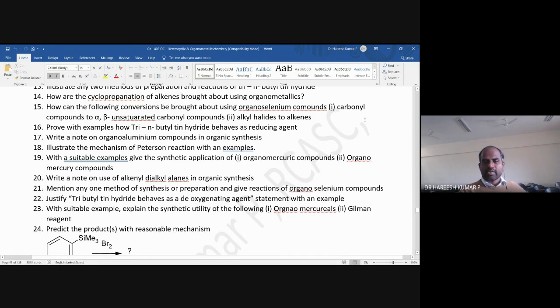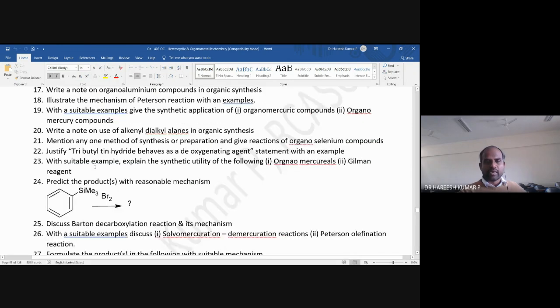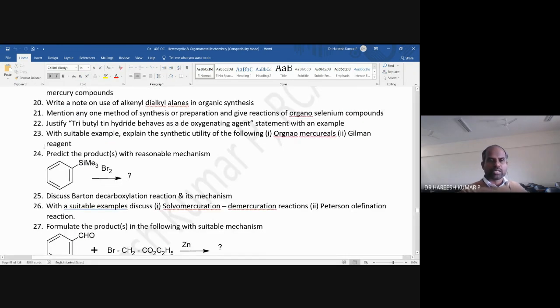Then Gilman reagent, dialkyl lithium cuprate reagent is called a Gilman reagent. And here I am taking one more example. Predict the product with a reasonable mechanism. So that means what will happen when trimethylsilyl benzene is treated with bromine. So you have to write the product.